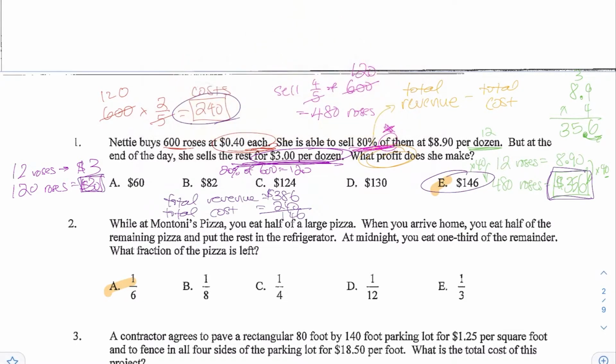So for this question, you have to remember or memorize that total revenue minus the total cost is equal to the profit. And then here the keywords are just each and percent, so you'll have to multiply.